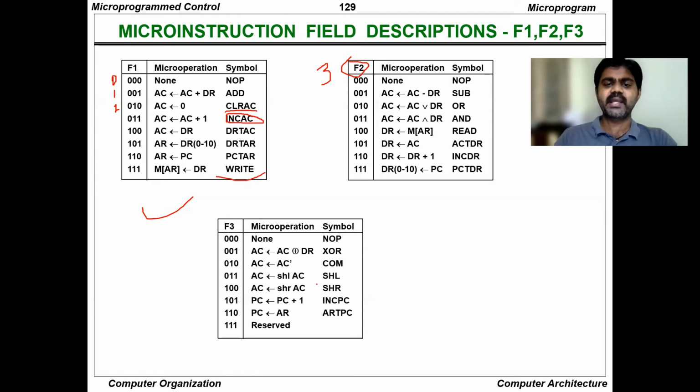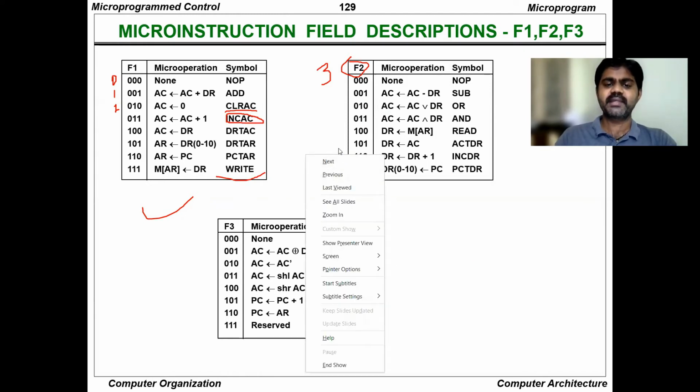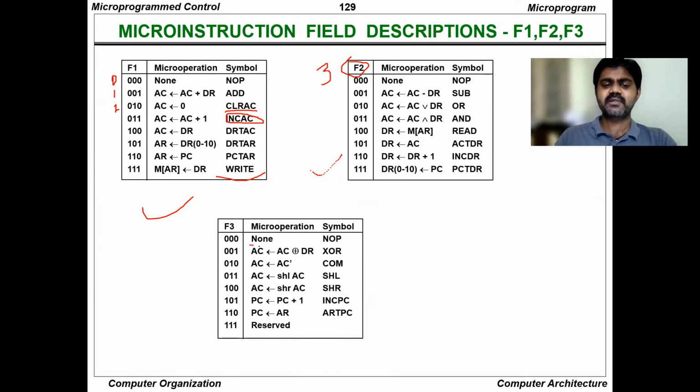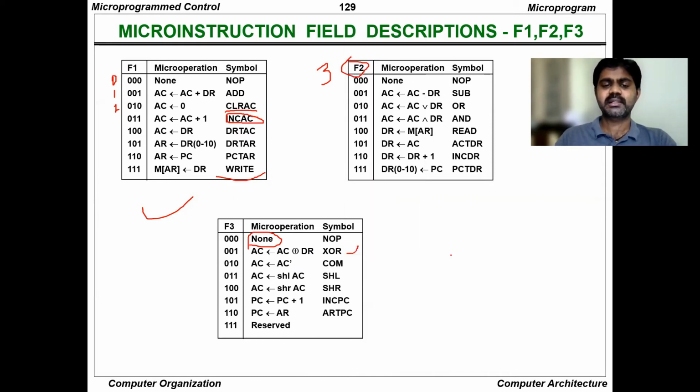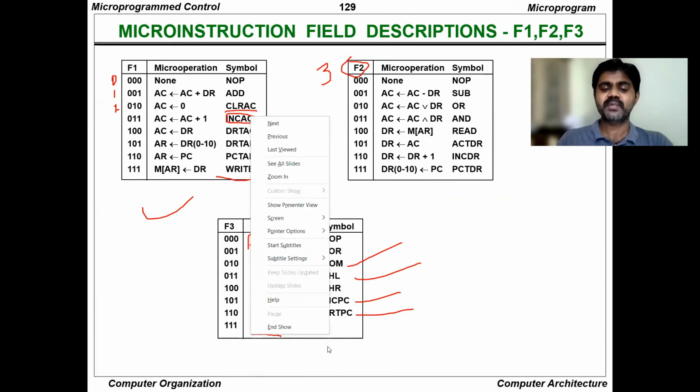And finally we have F3. F2 is over. As we said, the first one, 000, is always no operation, NOP. 001 is for XOR operation, that is accumulator XOR data register, stored in accumulator. 010 is complement, and 011 is shift left accumulator. 100 is shift right accumulator, and 101 is increment program counter. 110 is ARTPC, that is address register to program counter. And finally 111 is reserved, so we can't use it.